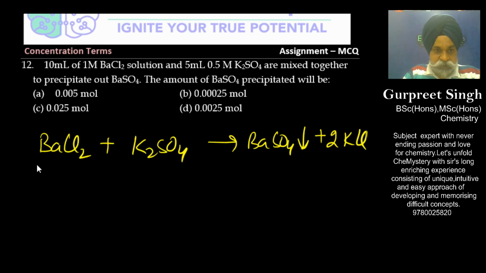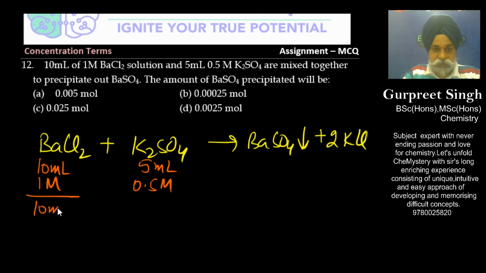What the data is: this is 10 milliliter and this is 1 molar, and this is 5 milliliter and this is 0.5 molar. So basically you have 10 millimoles of this and 2.5 millimoles of this, because molarity into volume, and volume is in milliliters, gives you millimoles. So simply what you are supposed to find out is how much barium sulfate is being precipitated out.